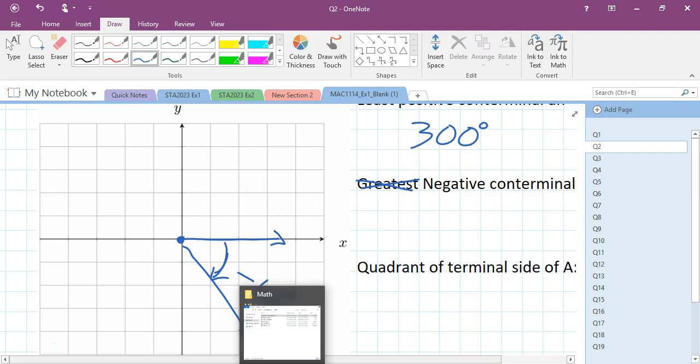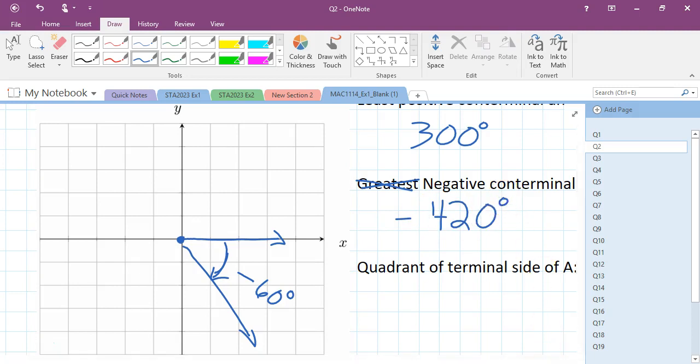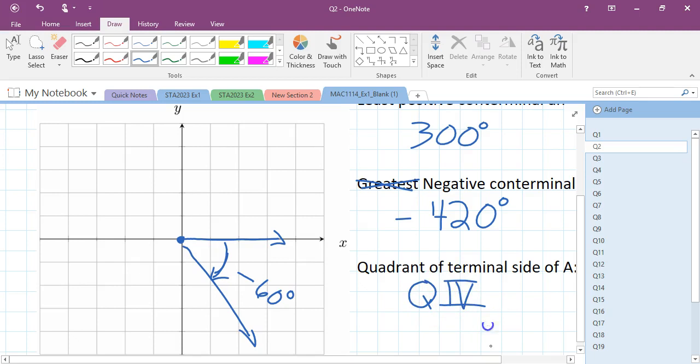So we take negative 60 degrees, and what are we going to do to it? Subtract 360. And what do we get? Negative 420 degrees. Okay? And then last but not least, it says what quadrant is the terminal side in. So in other words, what quadrant are we in? Quadrant 4. There you go.